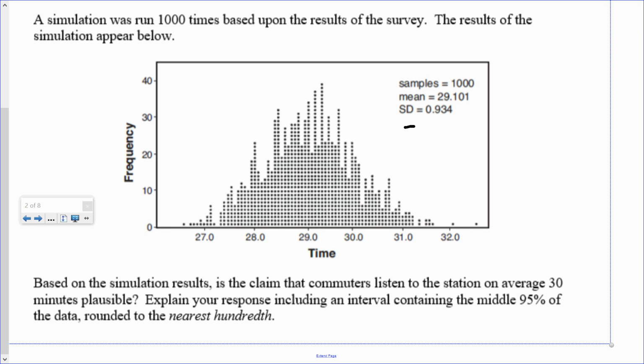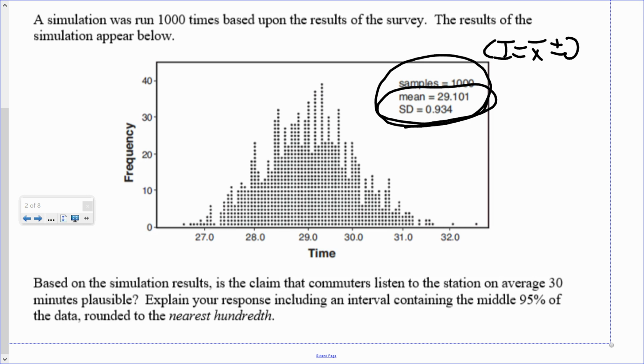Well, we're using this information to find the confidence interval, specifically right here, the mean and the standard deviation. When you're using the confidence interval, you're doing the mean and standard deviation of the sample distribution. So my confidence interval is the mean plus and minus 2 times the standard deviation. It's 29.101 plus 2 times 0.934, and it is 29.101 minus 2 times 0.934.